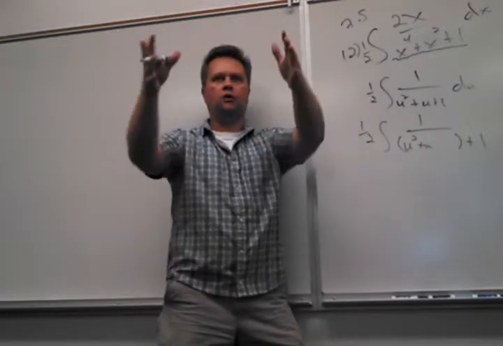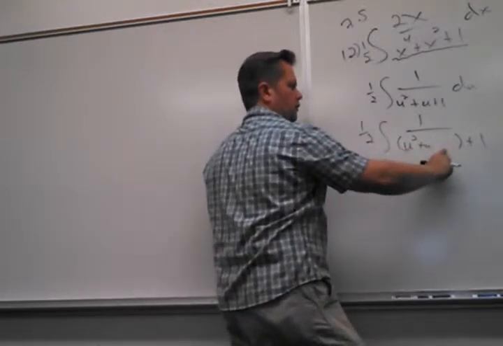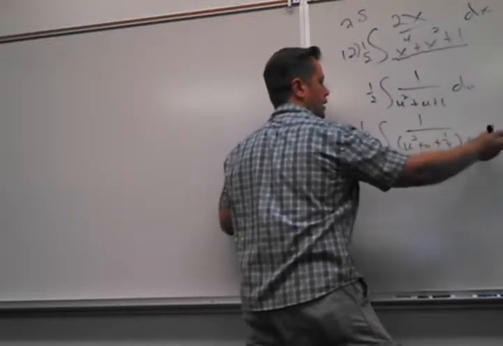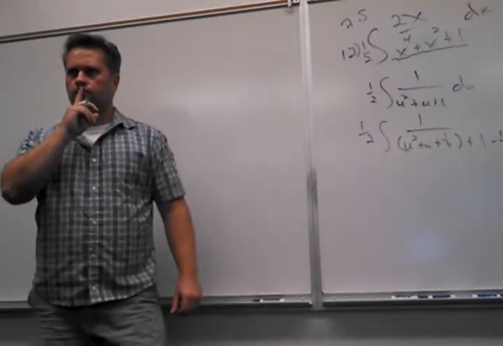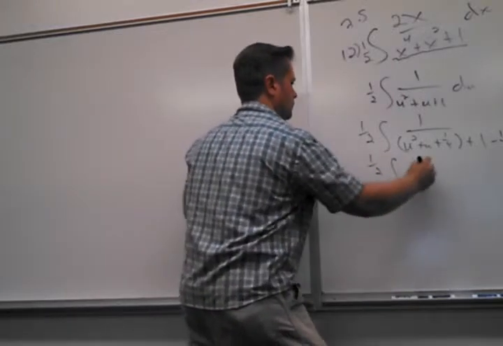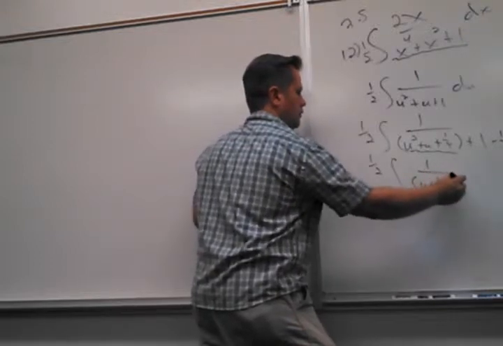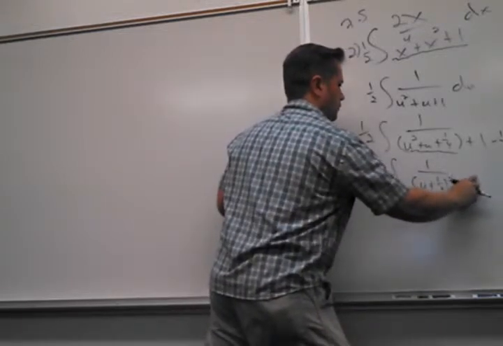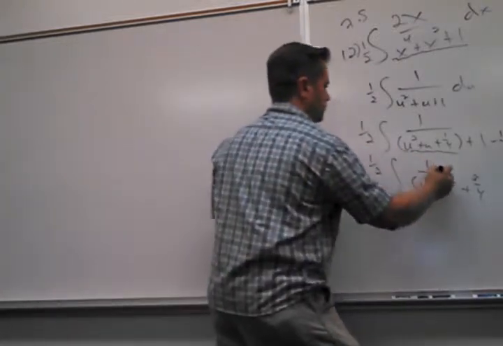So I get it more in that x squared plus a squared form, right? So what's going to have to go here? Yeah, 1/2 of 1 is 1/2, squared is 1/4. So out here I got to put minus 1/4, cool. So what do you get here? u plus 1/2 squared, careful, plus 3/4, right? That's all under.